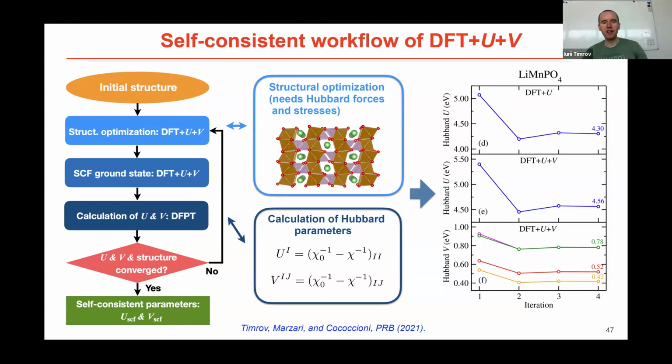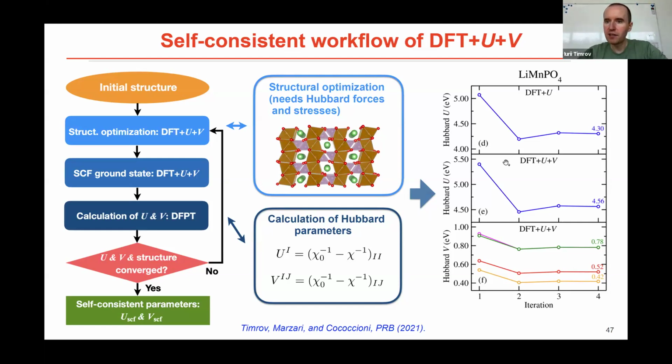So that's what we typically do. We optimize geometry and calculate U and V self-consistently, so it's called self-consistent workflow. And to make it work, we need to perform structural optimization, which needs Hubbard contributions to the forces and stresses, which I will not cover because it's the entire discussion. And then we calculate U and V as we presented before using linear response theory.